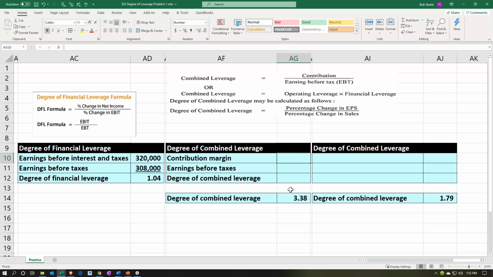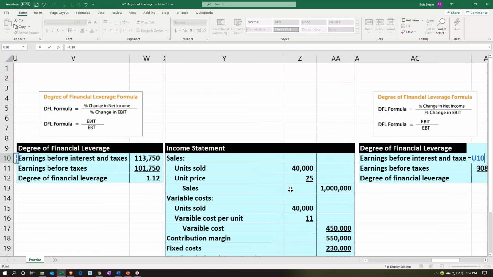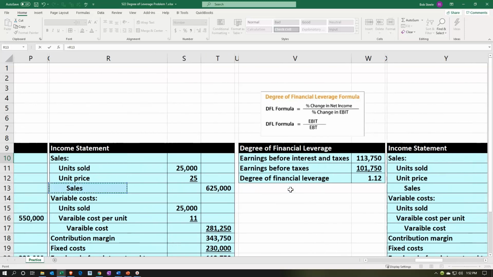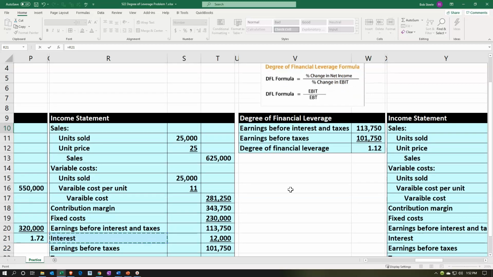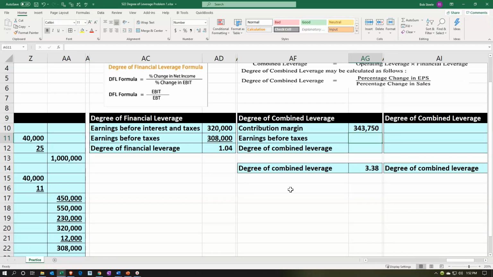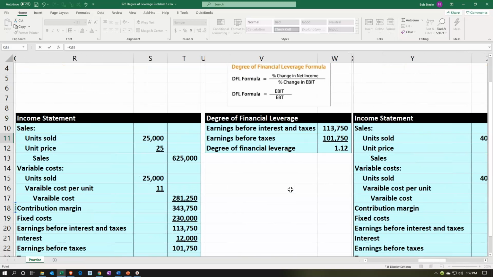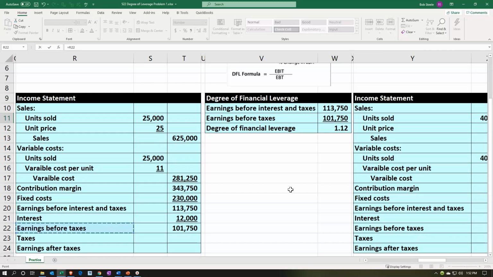So I want to say equals, and then I'm going to scroll to the left looking for the first income statement, not the second. There's the second one. I want the first one, and this is going to be the contribution margin. There it is. Contribution margin is going to be that 343,750 and enter. So there's that. Now I want the earnings before taxes. So I'm going to say equals. I want to get to that first income statement. There's the second income statement. There's the first income statement. We want the earnings before taxes. This is the one. We want the 101,750.